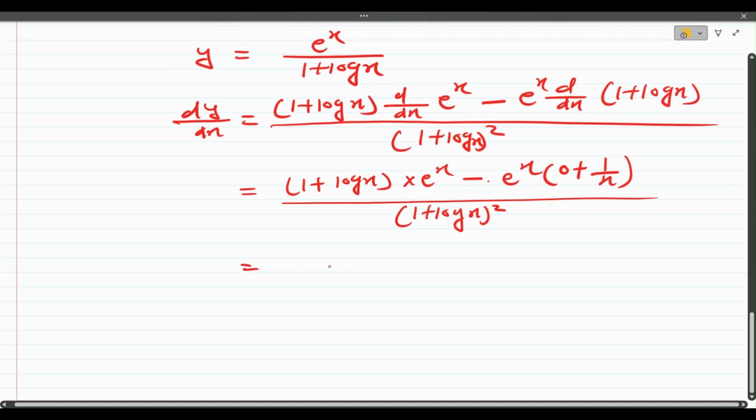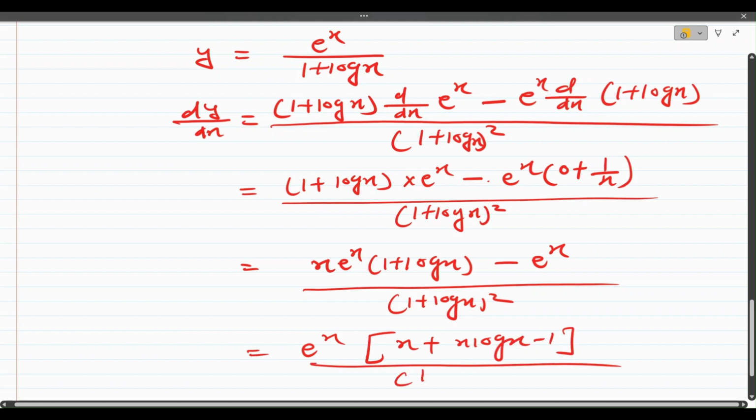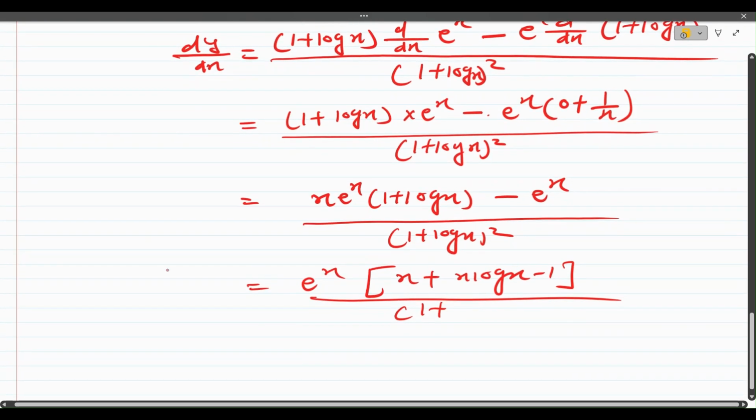So by simplifying we get x e to the power of x times 1 plus log x minus e to the power of x over 1 plus log x squared. Or we can write e to the power of x times x plus x log x minus 1 over 1 plus log x squared. This is dy over dx.